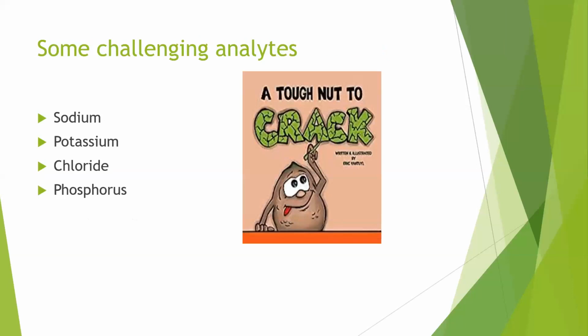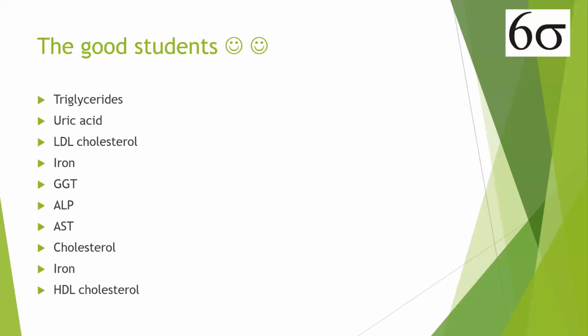A few tough nuts to crack were sodium, potassium, chloride, and phosphorus. The good students, where we found good sigma metrics, were triglycerides, uric acid, LDL cholesterol, iron, gamma GT, ALP, AST, total cholesterol, HDL cholesterol, and iron.